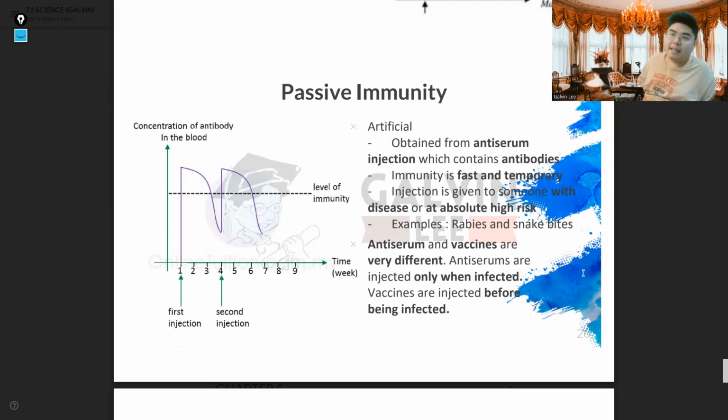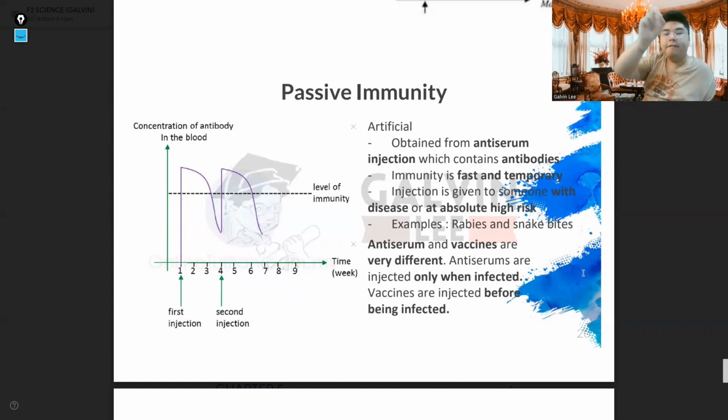Similarities: vaccine and anti-serum both are able to protect you from disease. Another similarity: vaccine and anti-serum both are administered or given to you using injection. Differences, a lot of differences. First difference: vaccine is produced using weak or dead antigens, not the antibodies itself, whereas anti-serum is produced using the antibodies itself.